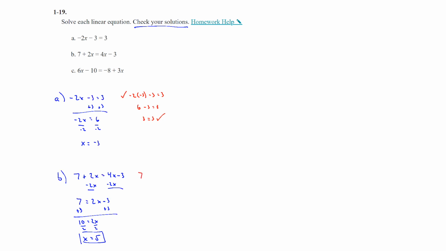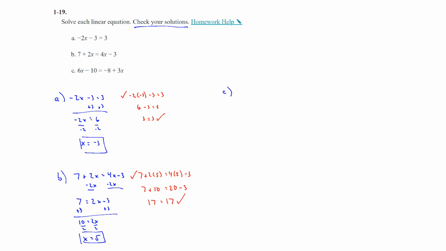So to check that, we'll plug in 5 wherever there's an x, and there's an x in 2 places on this one, and then we'll see if this is a true statement. So this is 7 plus 10 is supposed to be equal to 4 times 5, which is 20, minus 3, so we get 17 is equal to 17. So we have a true statement, which means the solution is correct.